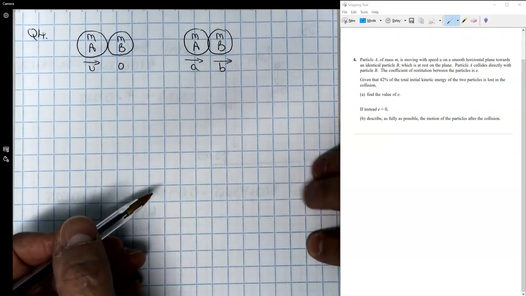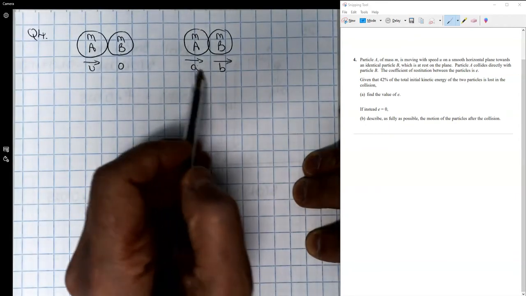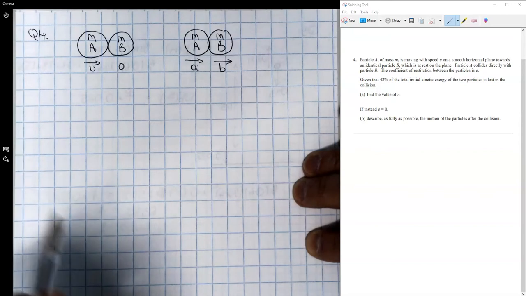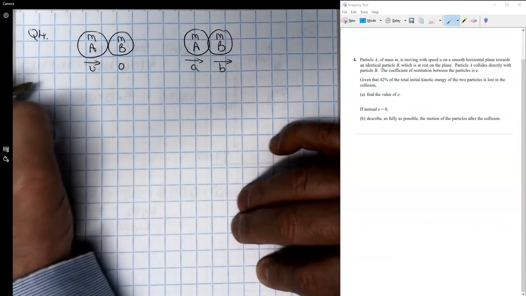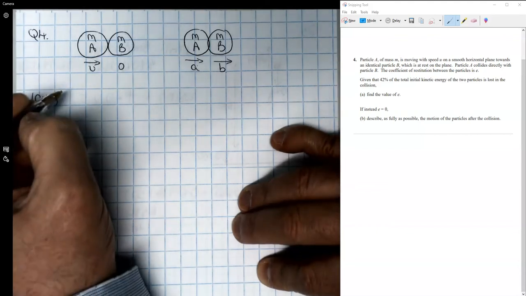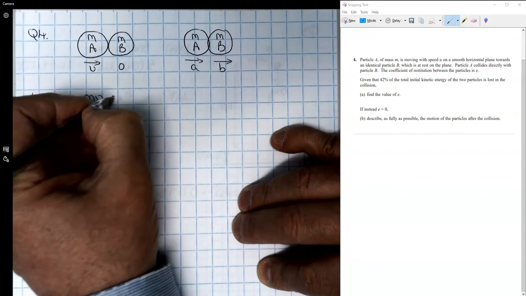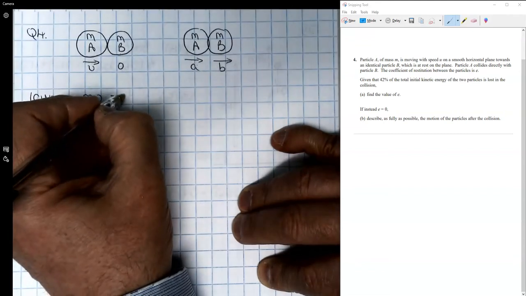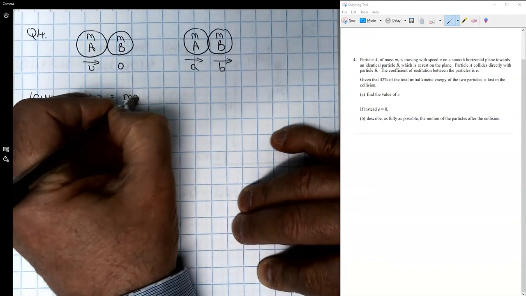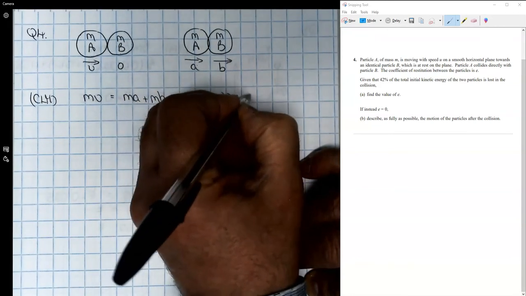So for the kinetic energy, we're going to have to find a and b, because otherwise we can't find the kinetic energy at the end. These all start exactly the same. Conservation of linear momentum: before we've got mu, and after we've got ma plus mb. So that tells me that u equals a plus b.